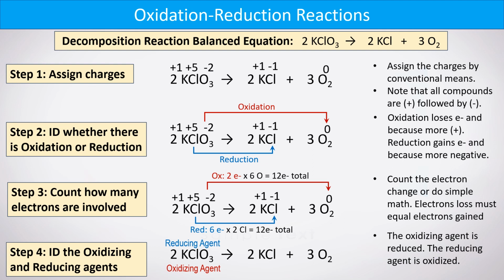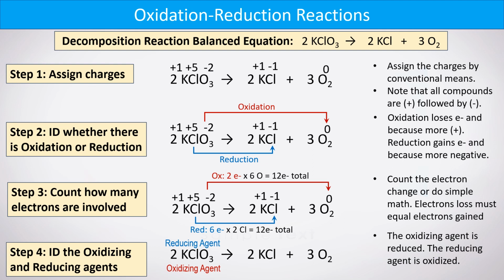If we check the electron balance just simply by counting and simple math, we had 2 electrons involved in oxygen, but we had 6 oxygen atoms. That's a total of 12. In the case of chlorine, we had 6 electrons times 2 chlorines, which gives us a balance of 12 electrons each. The number of electrons oxidized must equal the number of electrons reduced.